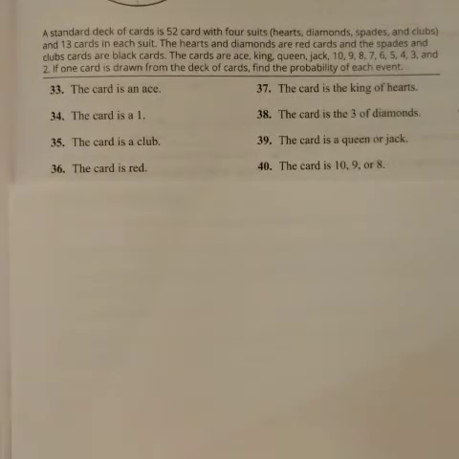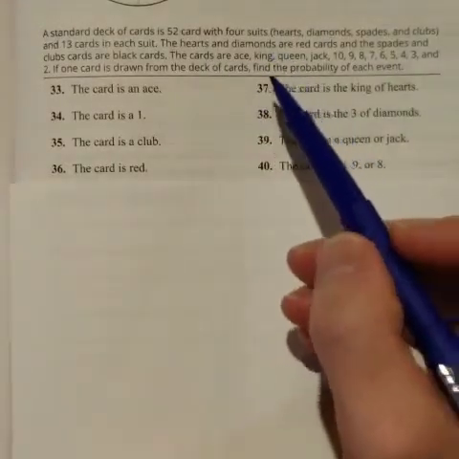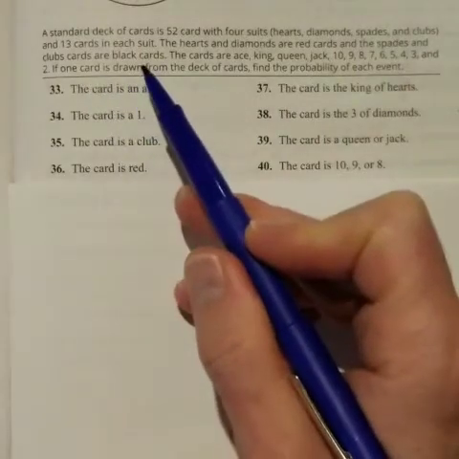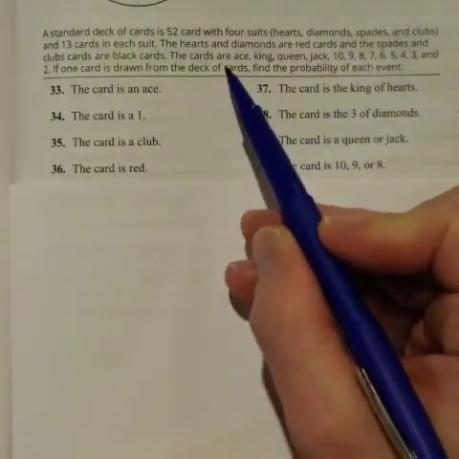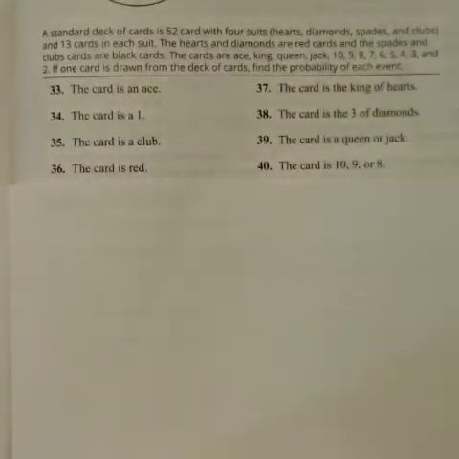All right, let's run through another example here. Page 563, we've got some problems dealing with drawing a card out of a deck. A standard deck of cards is 52 cards. Most of you probably know there are 4 suits: hearts, diamonds, spades, and clubs. 13 cards in each suit. The 13 cards include an ace, a king, a queen, a jack, and then the numbers 10 through 2. If one card is drawn from the deck, just one, find the probability of each event.